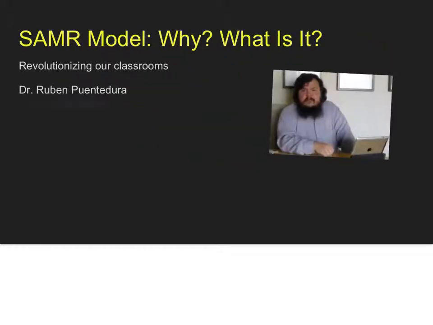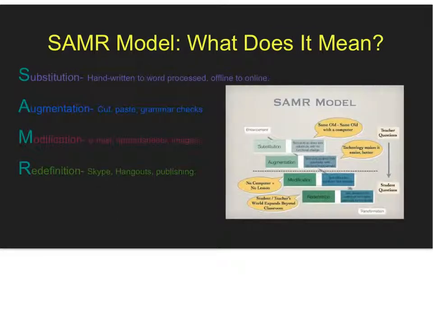The SAMR model was developed by Dr. Ruben Puentedora. There are 4 levels to the SAMR model. The SAMR model works like a ladder of awesomeness. The first level of the SAMR model is substitution. Substitution is the lowest rung on the ladder, and it's the easiest of the 4 to apply in a classroom.